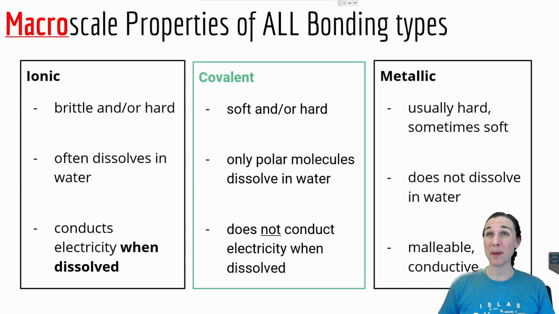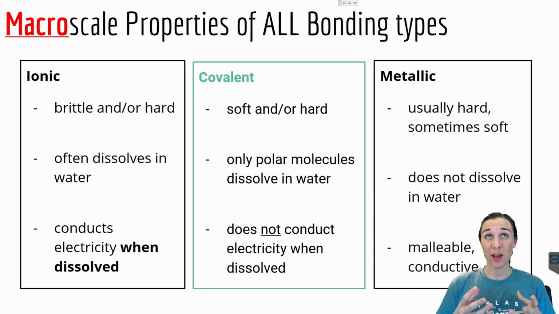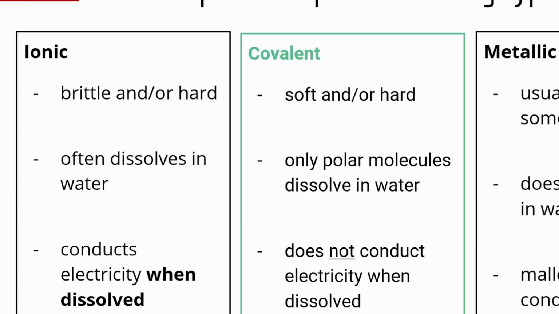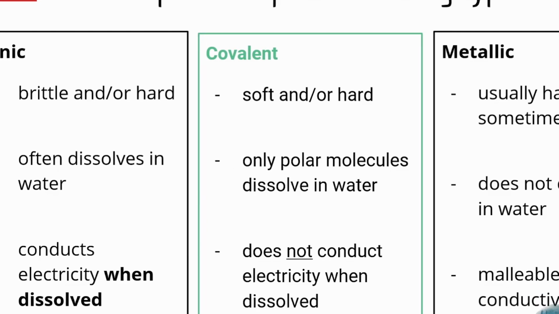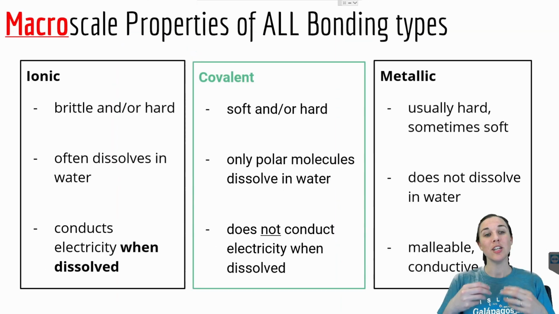So now let's compare our different bonding types all together. The macroscale properties, so this is stuff you can see with your eyes or things you can test. Macroscale, not micro, so we're not talking about the atomic level here. Just what are the differences between these three different types of bonds, typically overall?